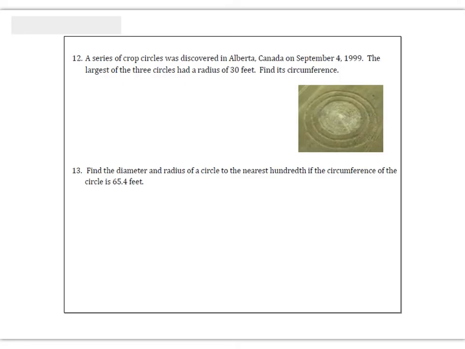A series of crop circles was discovered in Alberta, Canada on September 4th, 1999. The largest of the three circles had a radius of 30. Find the circumference. All right, think about that, you guys. If the radius is 30, what's the diameter? If you said 60, you're right.